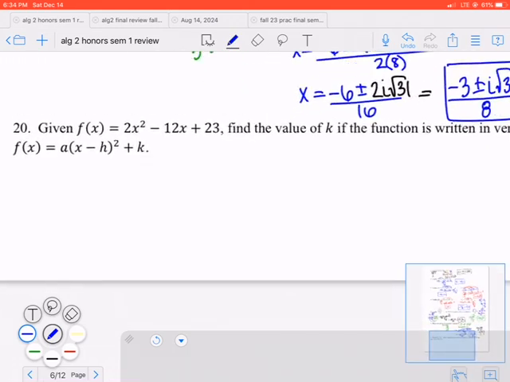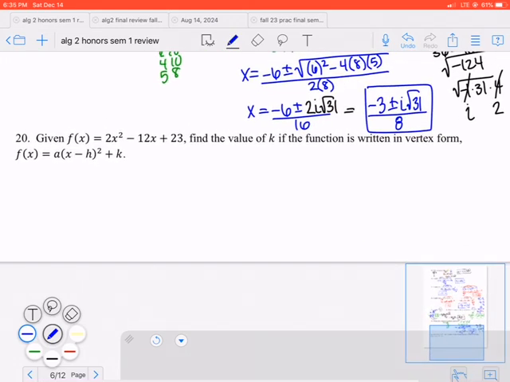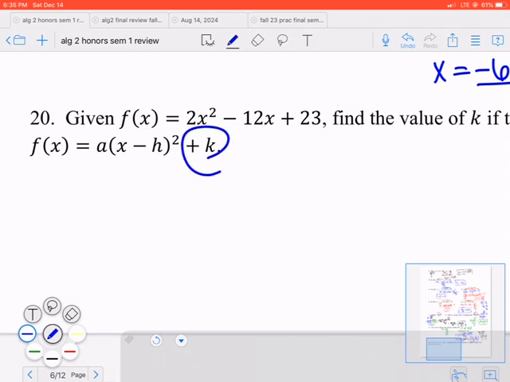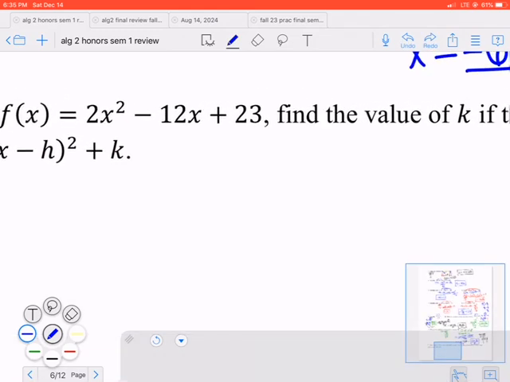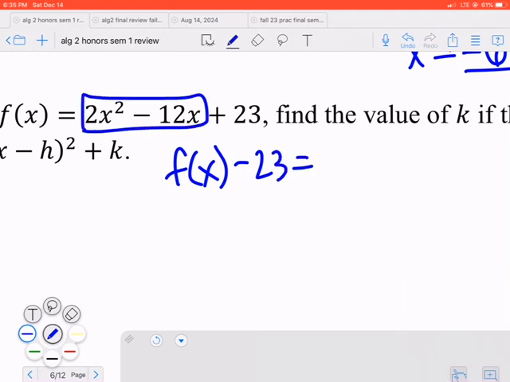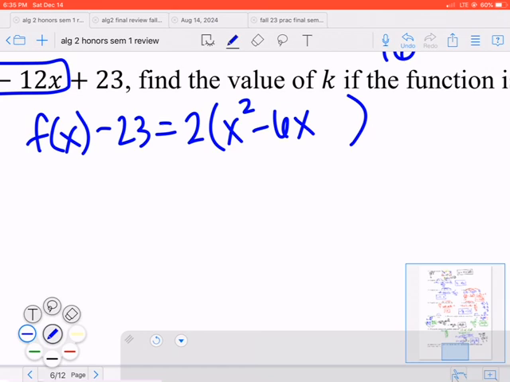Number 20. Given f of x, find the value of k. So write this in vertex form. What would this number be? So we are going to complete the square to write it in vertex form. Minus the 23 over. And so on the right is just this. I'm going to factor the 2 out. X squared minus 6x. And now I'm going to complete the square.